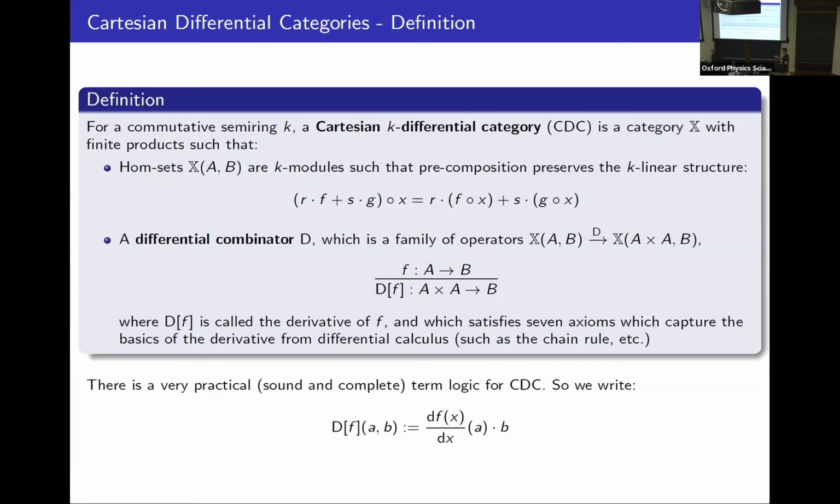And there's a very practical term logic for CDCs, in which I'll write the derivative like so. So you think of this as A being the point argument of your derivative, and B being the linear vector argument of your derivative.